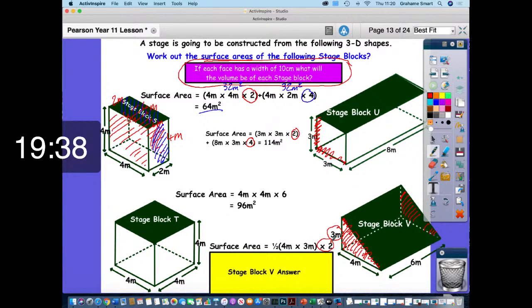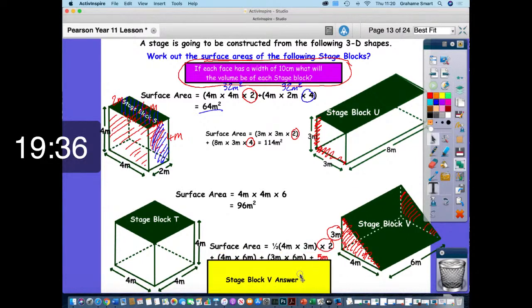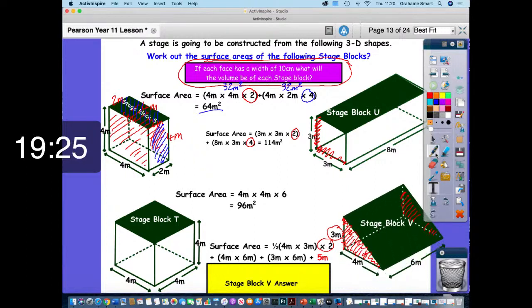Let's do the next bit in blue. Try and be really careful here so you can see what I've done. So now the base of the shape, 4 metres multiplied by 6 metres, that's this face here. And there's only one of those. So it's just 4 metres times by 6 metres. Then we've got the back of the shape. There's only one of those, and that's going to be 3 metres times 6 metres. You know, you could write the measurements on if you wanted to.